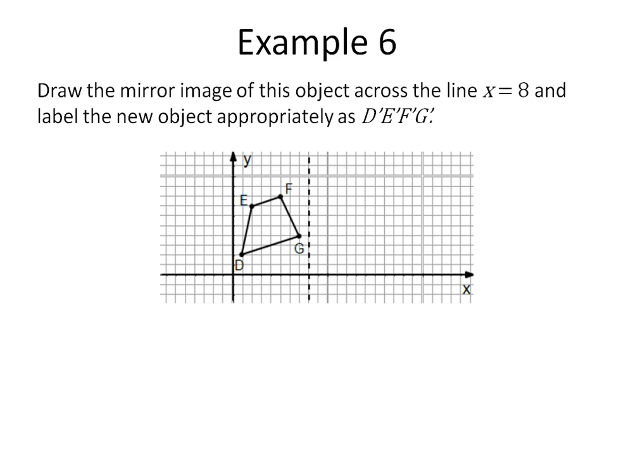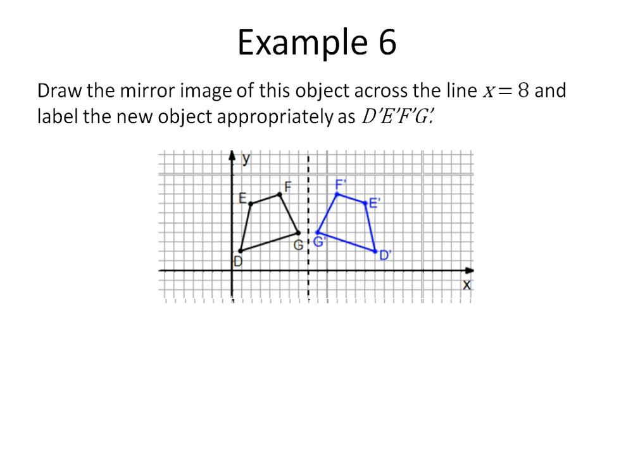So we're going to count the distance to that line and make the mirror image of the points on the other side. Connect them with line segments, and this is what we get. We get D prime, E prime, F prime, G prime.